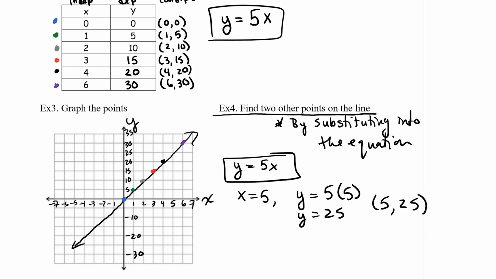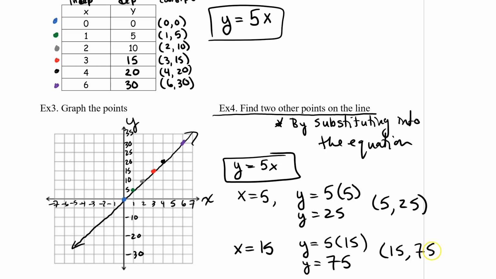Let's pick a different number. Let's pick a number that's way out there. What happens if we wanted to see what y equals when x equals, say, 15? Well, all I would do is I would say, okay, if my x is 15, I'm going to substitute into the formula. So if x equals 15, y equals 5 times 15. That means that y equals 75. So if I were to write that as a coordinate point, I would say my x coordinate, 15, and my y coordinate, 75.